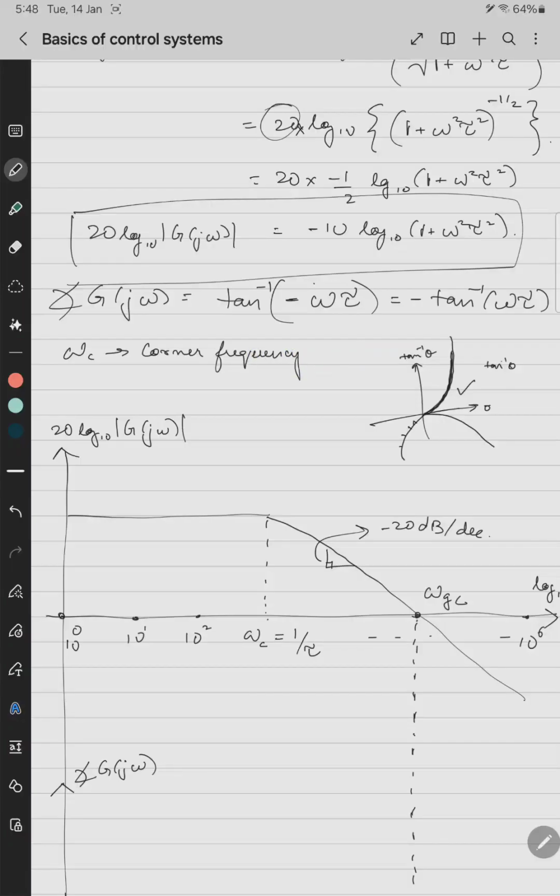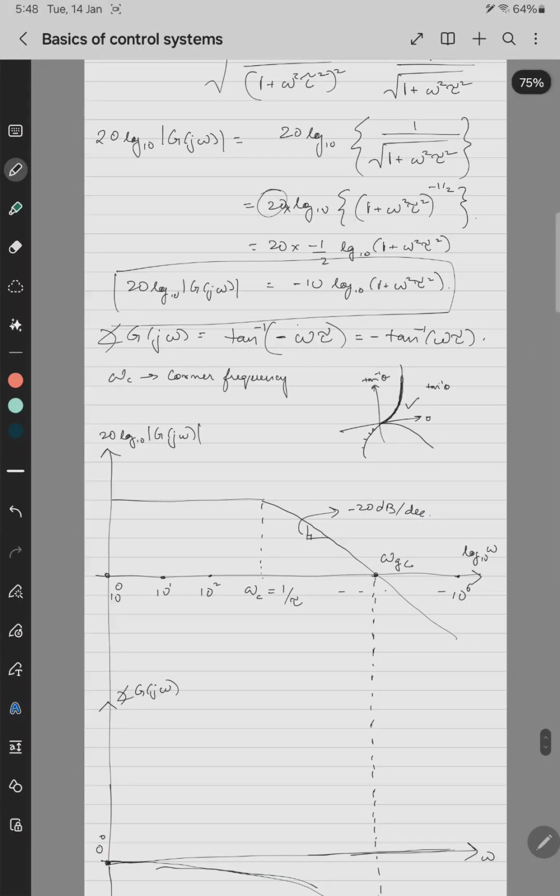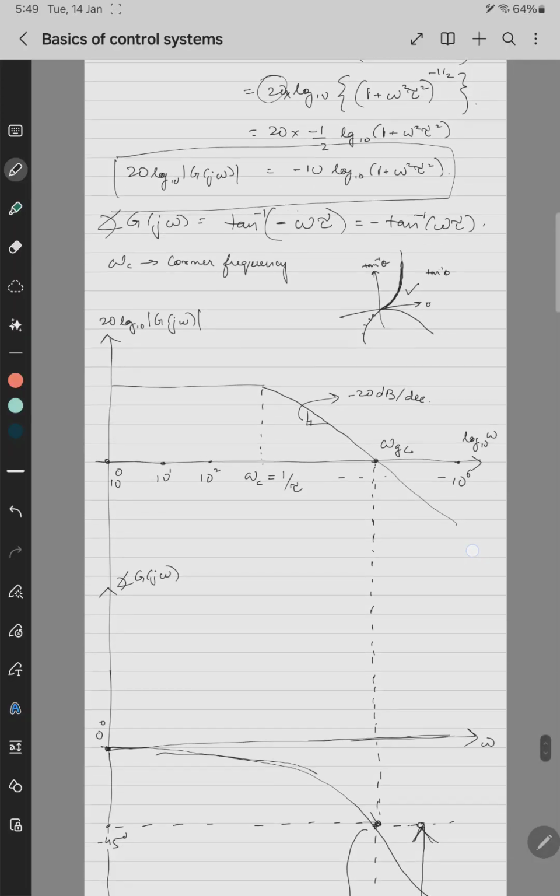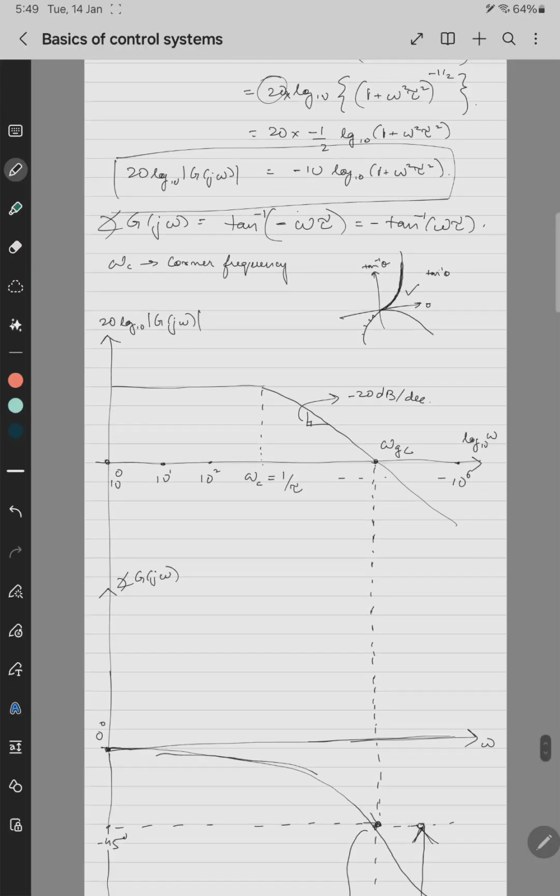Corner frequency means the frequency at which the slope of the plot changes. So basically if the gain plot is 1 by s into s plus a into s plus b, then as there are three gains, at two frequencies the gain should change. So there are two corner frequencies. Here there is only one corner frequency. Initially the slope was 0, then it becomes minus 20 after omega c.